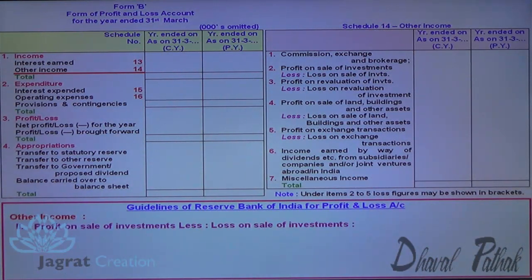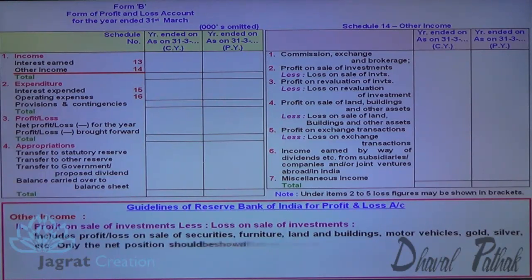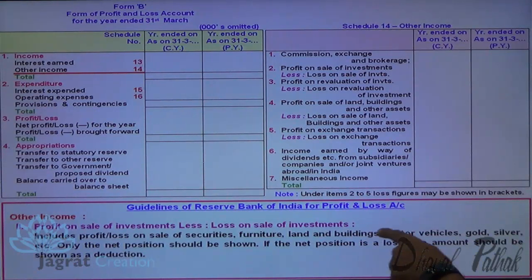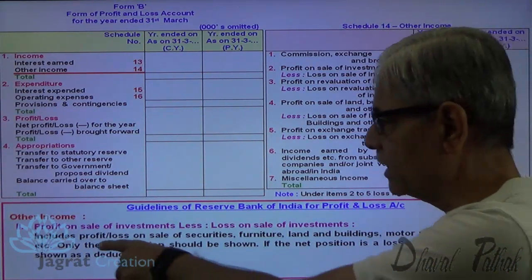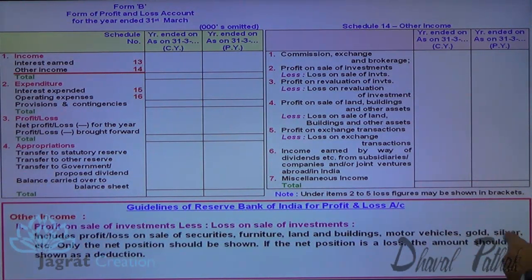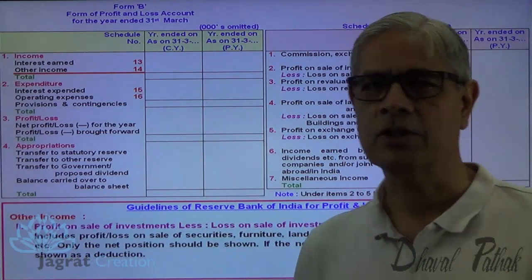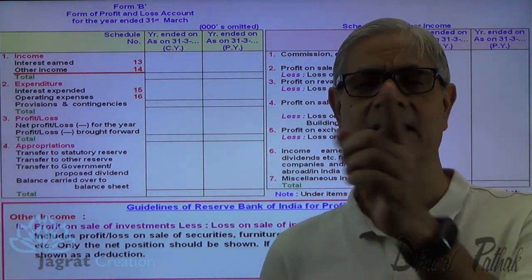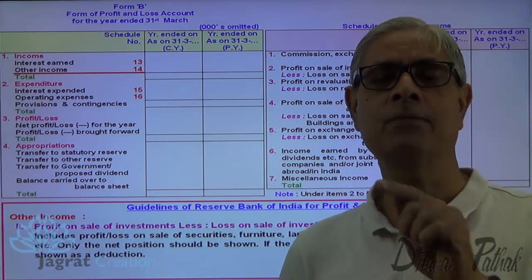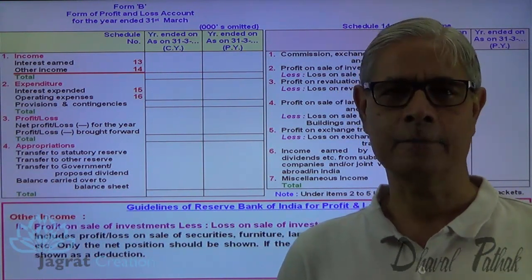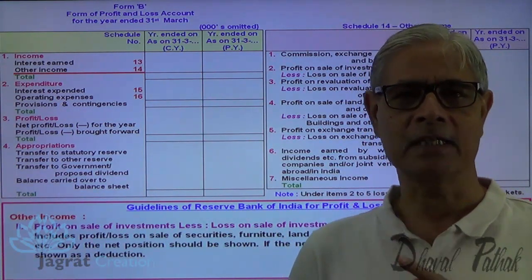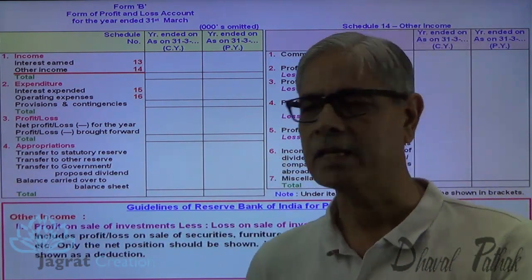Now, profit on sale of investment and loss on sale of investment includes profit and loss on sale of security, furniture, land and building, motor vehicle, gold and silver, etc. Only the net position should be shown. If the net position is loss, the amount should be shown as deduction. Now, these are the assets held as investment. Assets held as investment and assets held for use are two different things. So, where the assets are held as an investment, whatever the profit or loss occurs on its transfer is to be reported in this title.